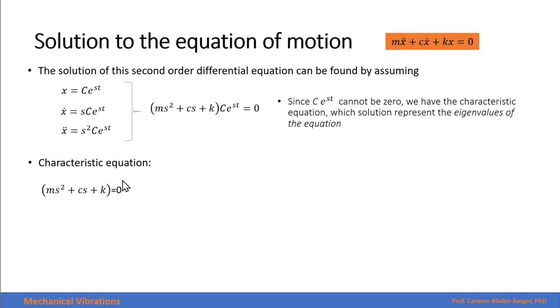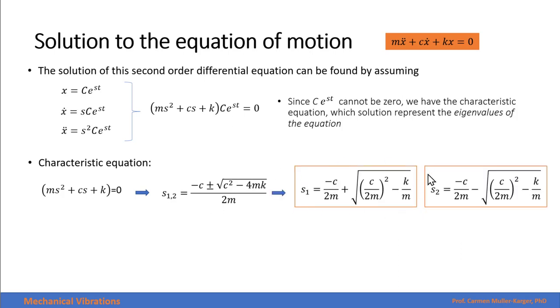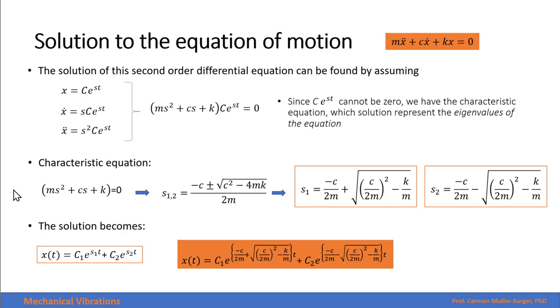So the characteristic equation is this one right here. This is a quadratic equation, therefore these are the two possible solutions. And if we expand those two, these are the two possible solutions. If we introduce that into our equation, we get that the solution becomes C1 e to the s1 t, s1 being this term, plus C2 e to the s2 t, and s2 being this term. So if we substitute those two terms, we get that the solution with respect to time of our differential equation has this form.